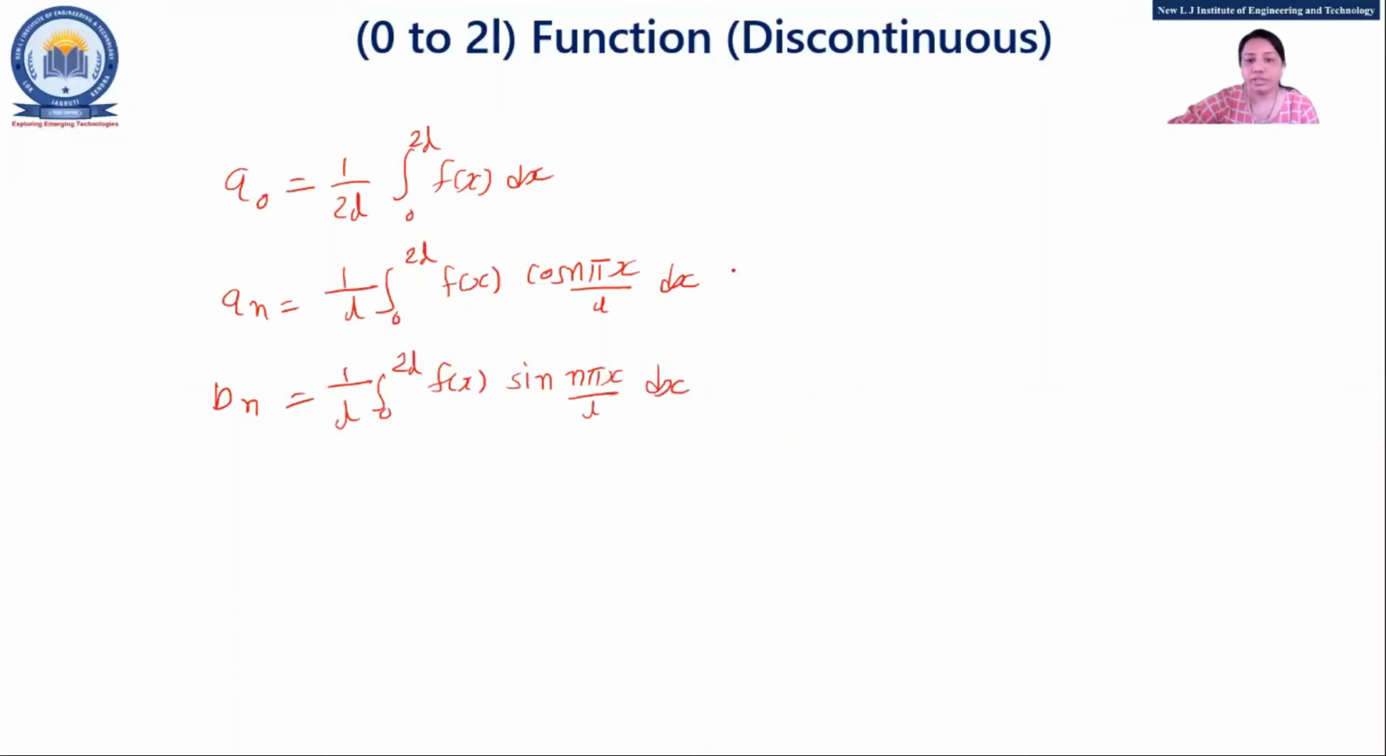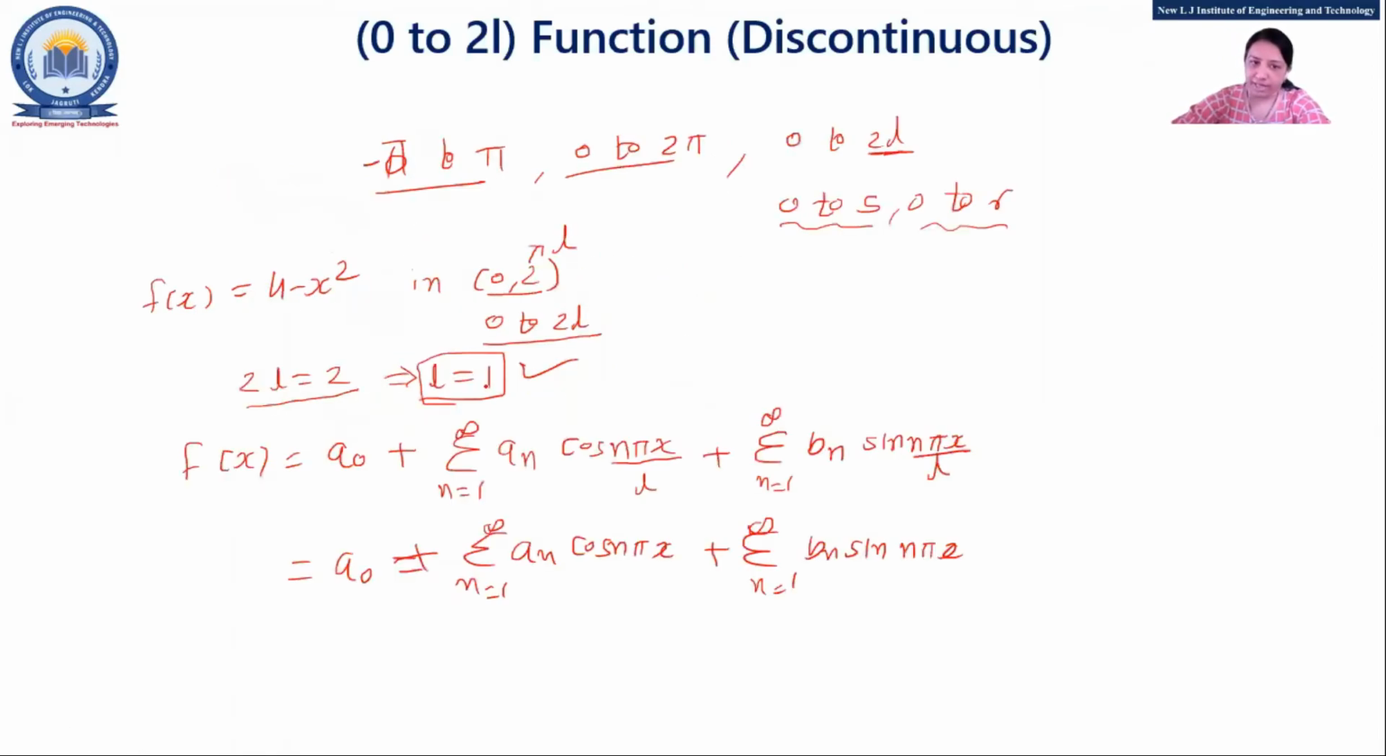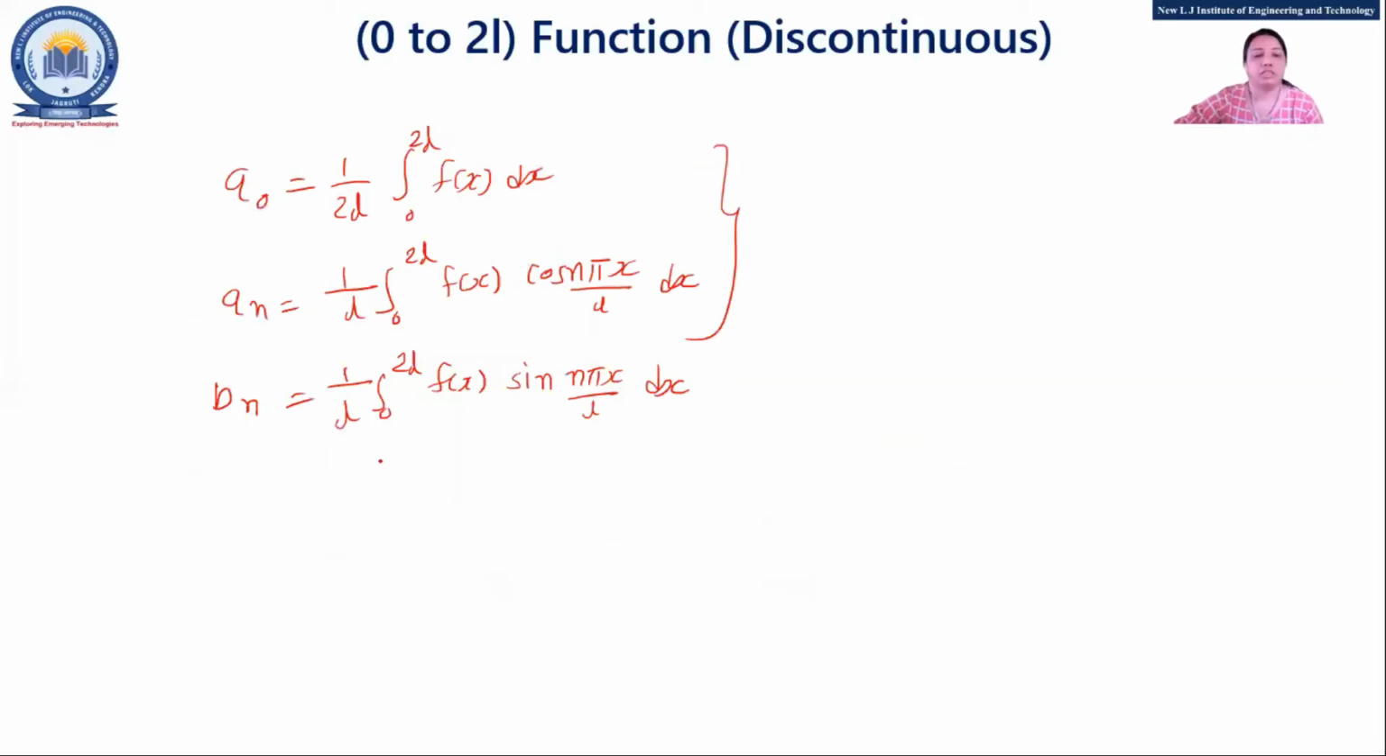So this you need to remember. The first step is to find L. Then the equation is a0 plus this and plus this. Now for a0, an and bn, you just need to remember them; how they are derived is not in your syllabus. a0 equal to 1 upon 2L integral from 0 to 2L of f(x) dx. an equal to 1 upon L integral from 0 to 2L of f(x) with cos n pi x by L, and in bn that sine n pi x by L.